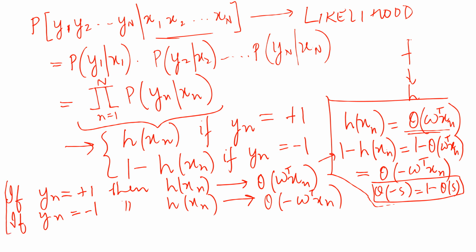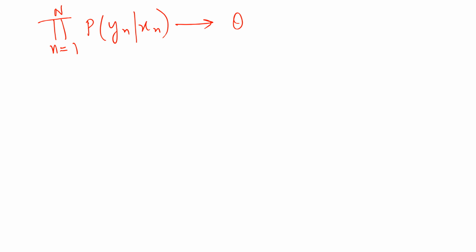If we put these two points together in a more concise form, I can write this function as a single representation of both of them: theta of y_n times w transpose x_n. So once we have arrived at this final definition of the conditional, the product of all the probabilities up there, the product from n equals 1 up to N of p(y_n given x_n) is equal to the theta of this thing, y_n w transpose x_n.